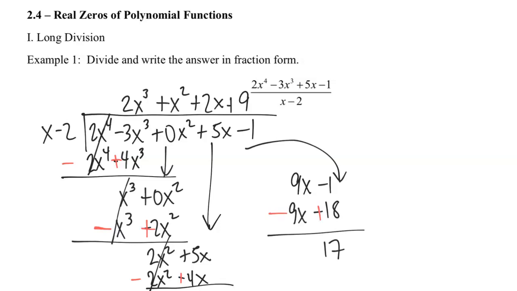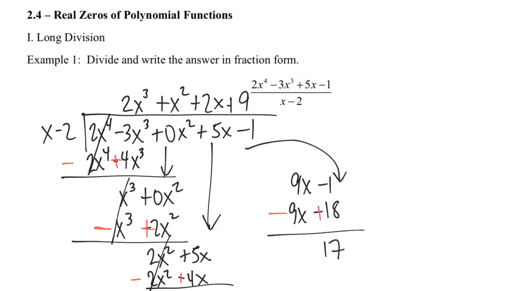And 17 is the stopping place for a couple of reasons. The first reason is because I'm out of space up here. There are no more slots to put any terms. And so that's one way I know. And then the other way I know that I'm finished is the fact that I cannot divide 17 by x.